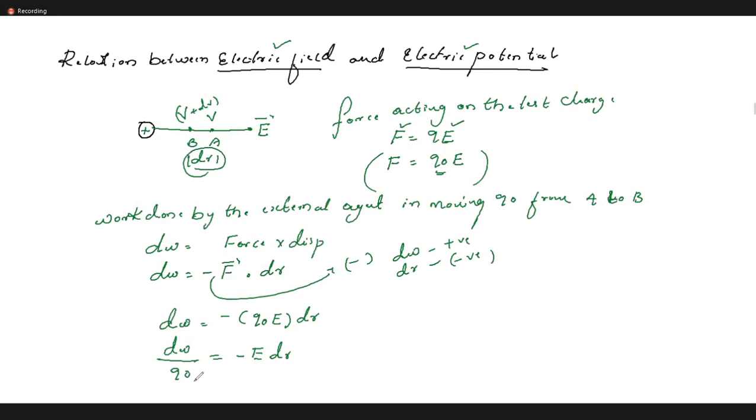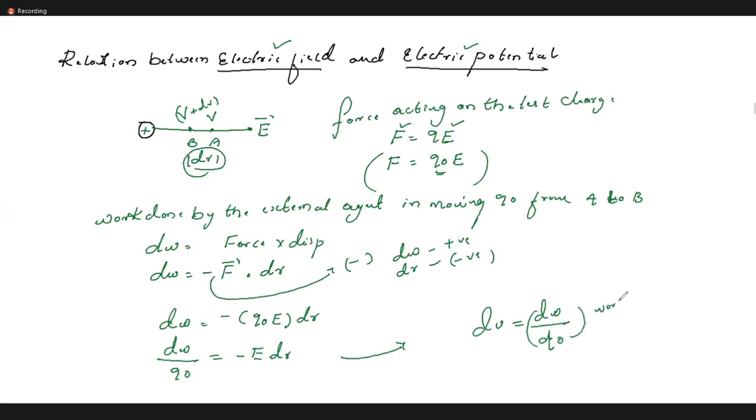Work done in bringing a unit positive charge from one point to another point. What is that? Please respond. Work done in bringing a unit positive charge from some point to some point. Electric potential. Write it as electric potential. Change in potential: dV is equal to dW by q naught.